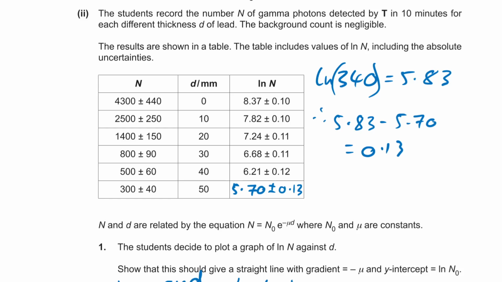Mark scheme says you could find the absolute uncertainty in your value for n and then apply that to the value for log n, but that will give you a much bigger value. So it's fairly obvious from these that that isn't how they've calculated it.